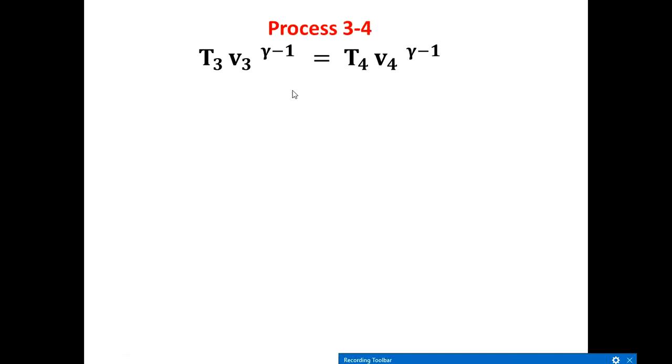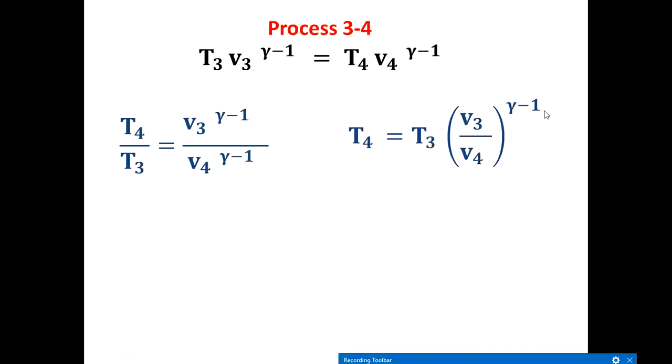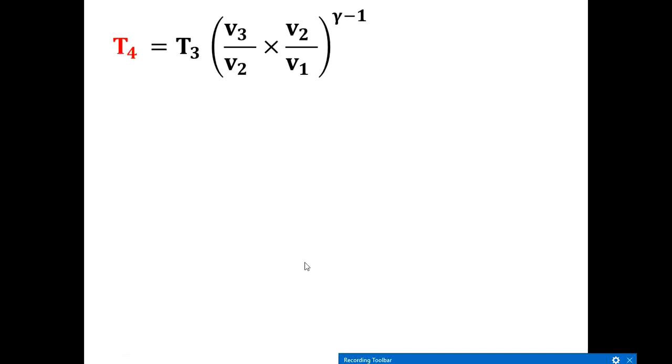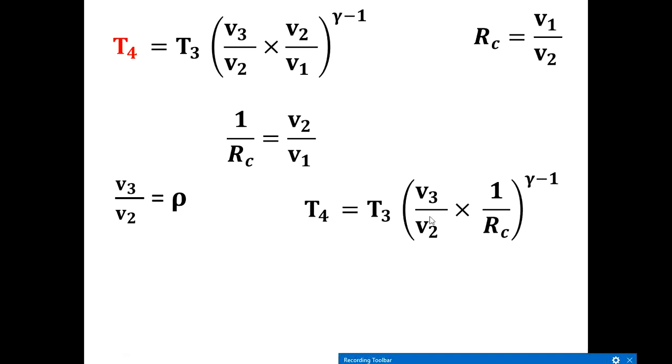You know the process 3 to 4. 3 to 4 is the adiabatic expansion process. It is T3 V3 to the power of gamma minus 1 is equal to T4 V4 to the power of gamma minus 1. Therefore, you want the value of T4. So you rearrange it and take T4 is equal to T3 into V3 by V4 whole to the power of gamma minus 1. Then just divide and multiply by V2. Therefore, V3 by V2, and V4 is equal to V1. V3 by V2, very well, this is rho. V2 by V1 is 1 by RC, since RC is equal to V1 by V2. Therefore, T4 is equal to T3 times rho by RC to the power of gamma minus 1.